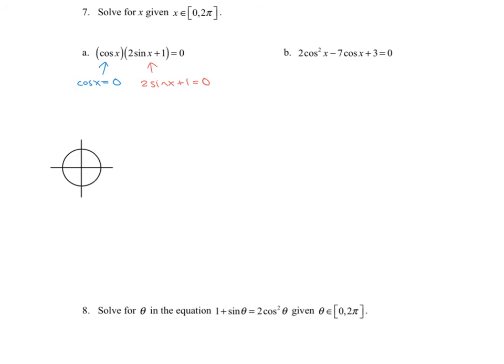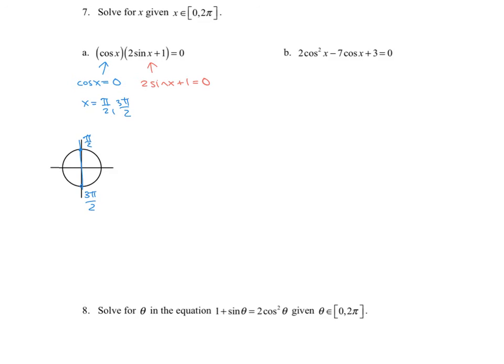In the first part, where does cosine x equal 0? That's at pi over 2, and also down at 3 pi over 2. So I get those two answers from this first factor.